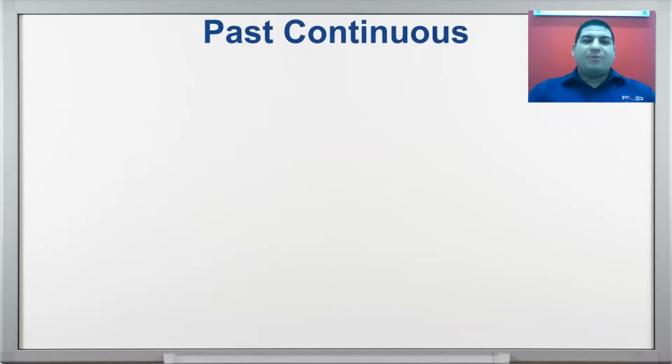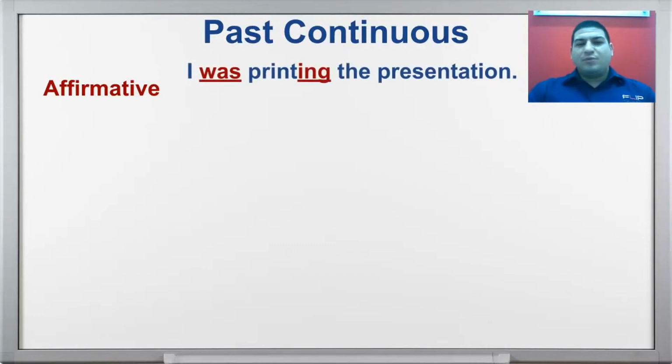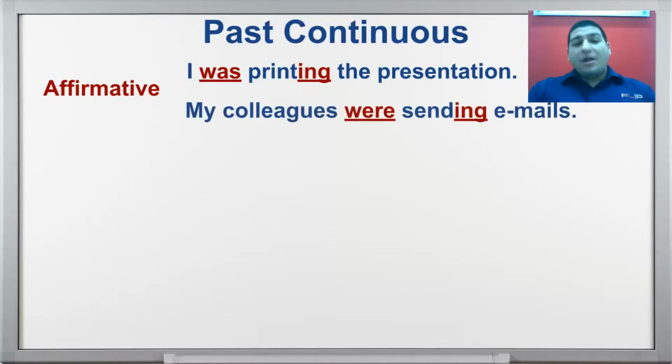So let's see here. I've got some more examples for you. In the affirmative, we can see a couple examples here. I was printing the presentation. So once again, you see the construction. Verb be in the past, verb in ing form. I was printing the presentation. My colleagues were sending emails. That's another example.